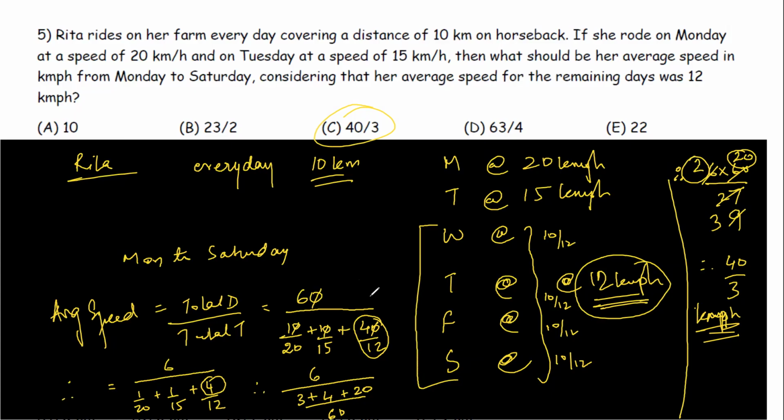Okay. And always remember that the average speed will be between 12 and 20. It will not be greater than 20. It will not be lesser than 12. That's another thing, because the speeds given to us are 20, 15, and the average is 12. So the average of the entire thing, all the 6 days, will always lie between 12 and 20. It will not be lesser than 12. It won't be greater than 20.